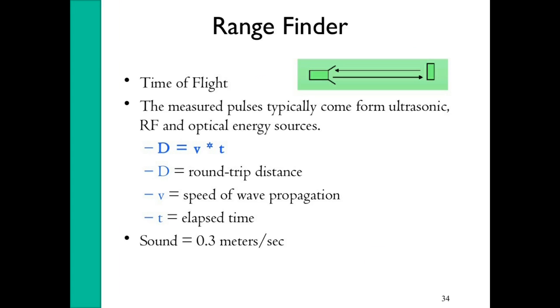It is given by the equation D is equal to V times T. D is the distance, the round trip distance. The distance only we are going to find. We are using the speed of the wave propagation, multiplying it with the time elapsed.